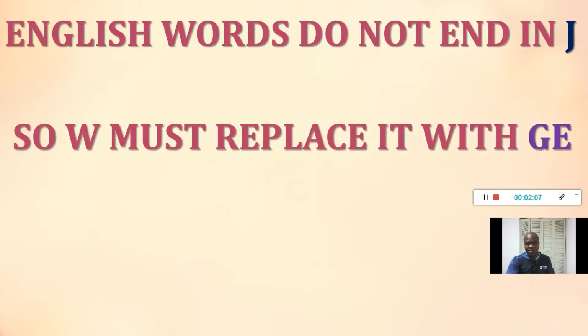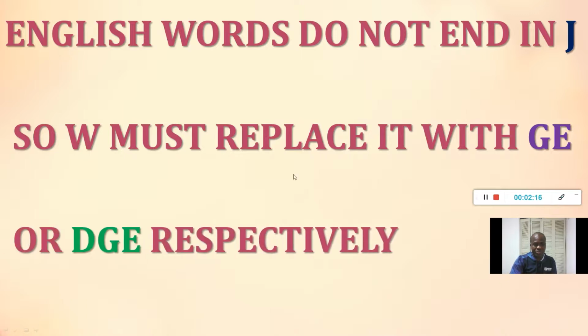English words do not end in J. Very important. English words do not end with J. So we must replace it with GE or DGE respectively. So there are simple rules governing this.